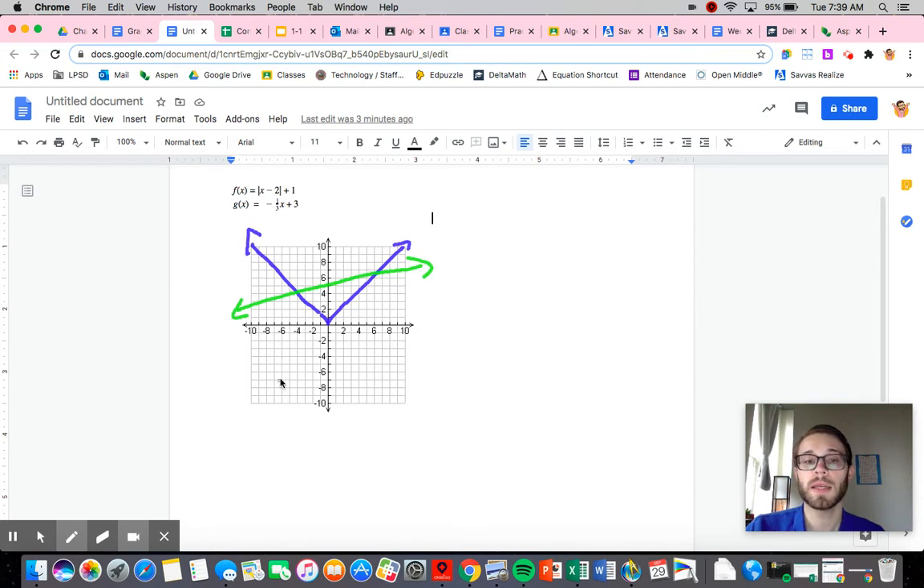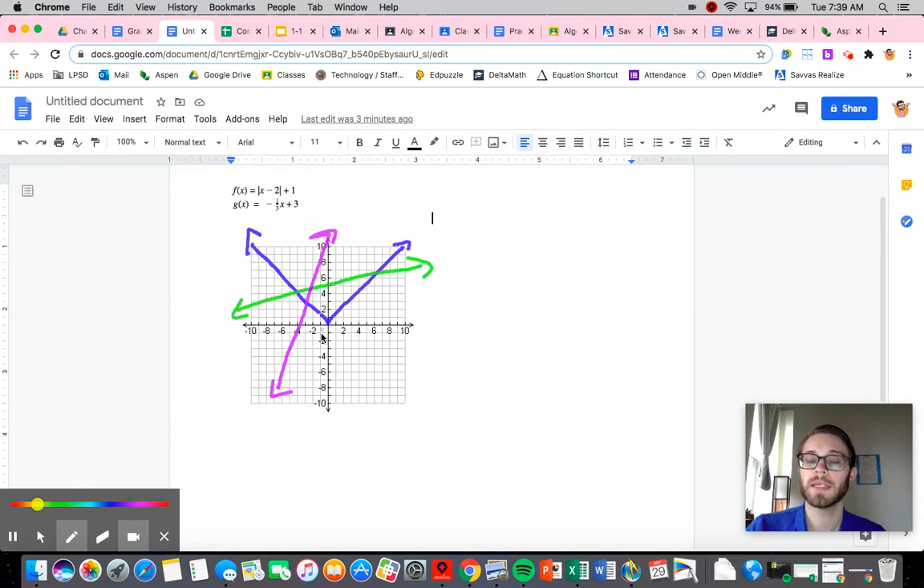You could end up in a scenario where there's only 1 point of intersection. It could cross pretty much at any point on the graph. That being said, you just have to be careful that it doesn't eventually cross up here. Obviously, this one is never going to cross up here because if we were to extend this side, it would cross down here. So just be careful with the single points of intersection.